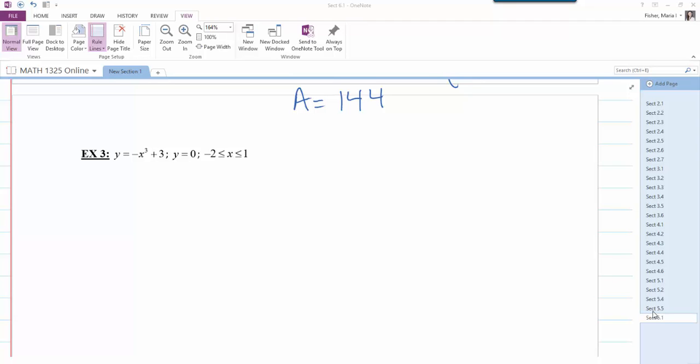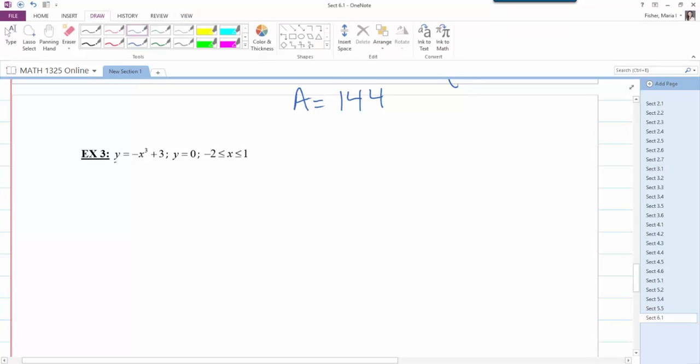Example 3 is giving us that our curves are y equals negative x cubed plus 3 and y equals 0, and that we're looking between negative 2 and positive 1. So I know that this is a cube function, and I know that my cube functions typically look something like this, but this is going to be reflected because of the negative, so I know that it's going to be flipped, and I know that it's going to be vertically shifted up 3 units. So let's go ahead and graph this.